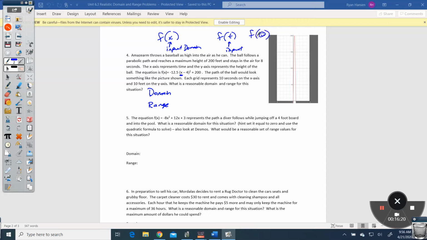That's what we're going to be plugging numbers in for. This is like our variable. This is what we're going to put numbers in for. So that's always going to be my input. So it means x is my input in this case. So x in this case is time.